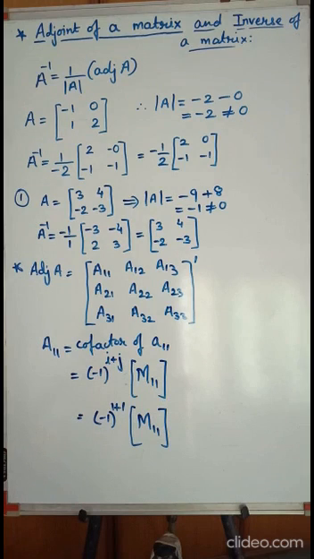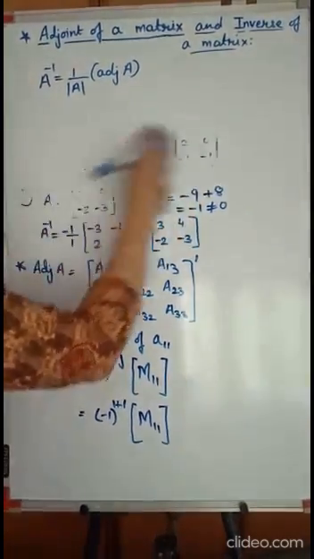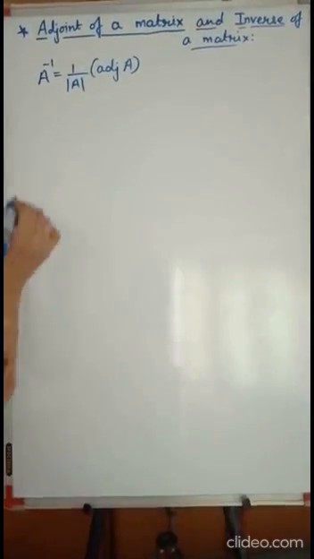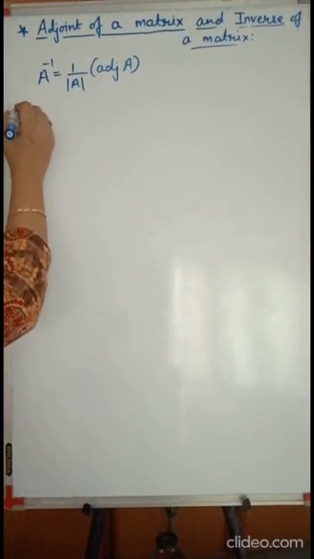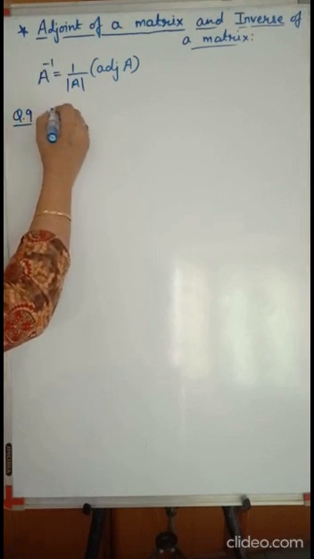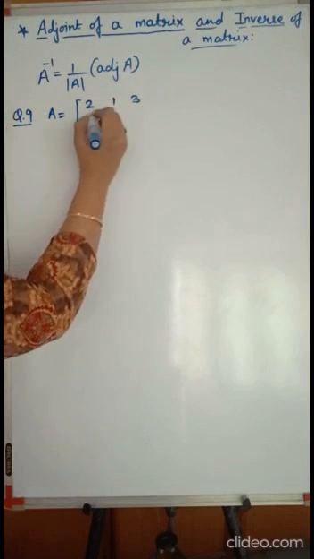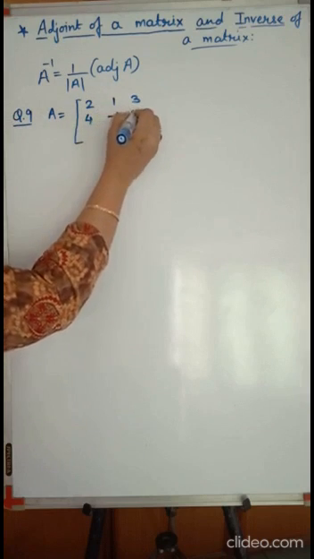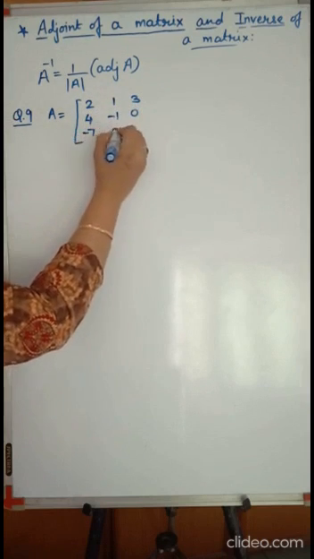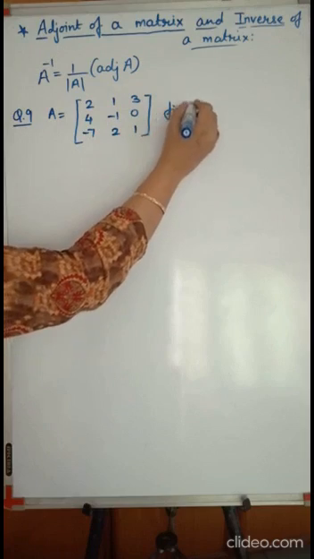Now let me do one example of how to find the inverse of a 3 by 3 matrix. Let's take an example of a 3 by 3. It's question number 9. Straight away I have taken this. If A is equal to 2, 1, 3, 4, minus 1, 0, minus 7, 2, 1, I want to find A inverse of this.